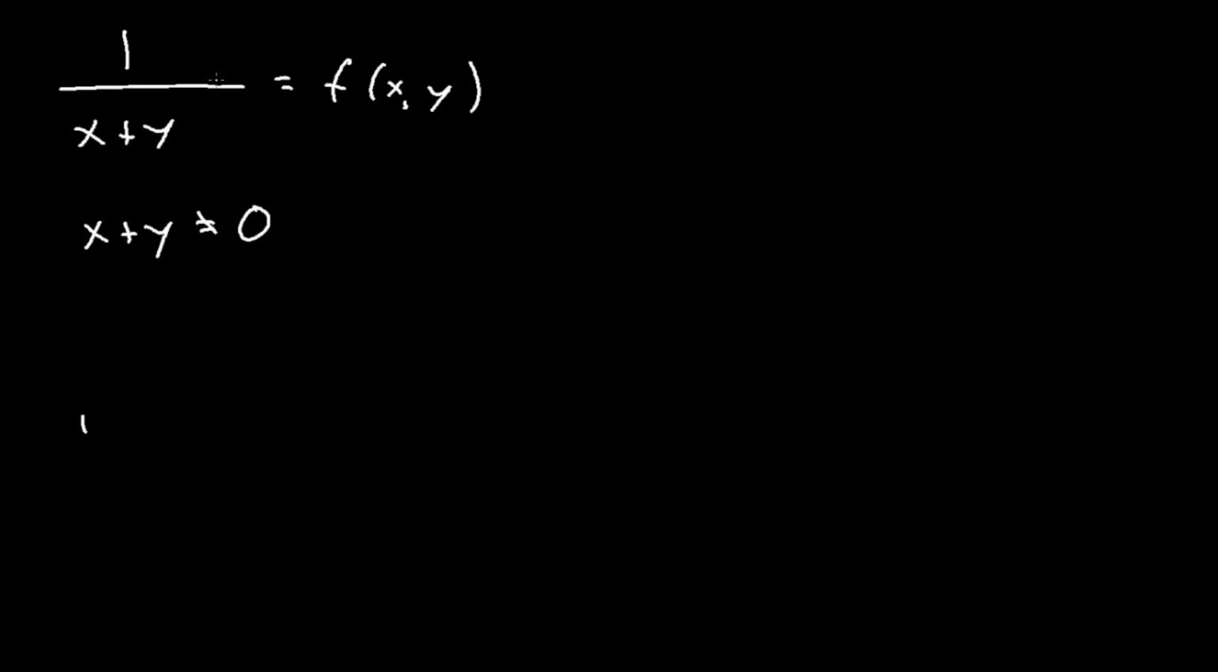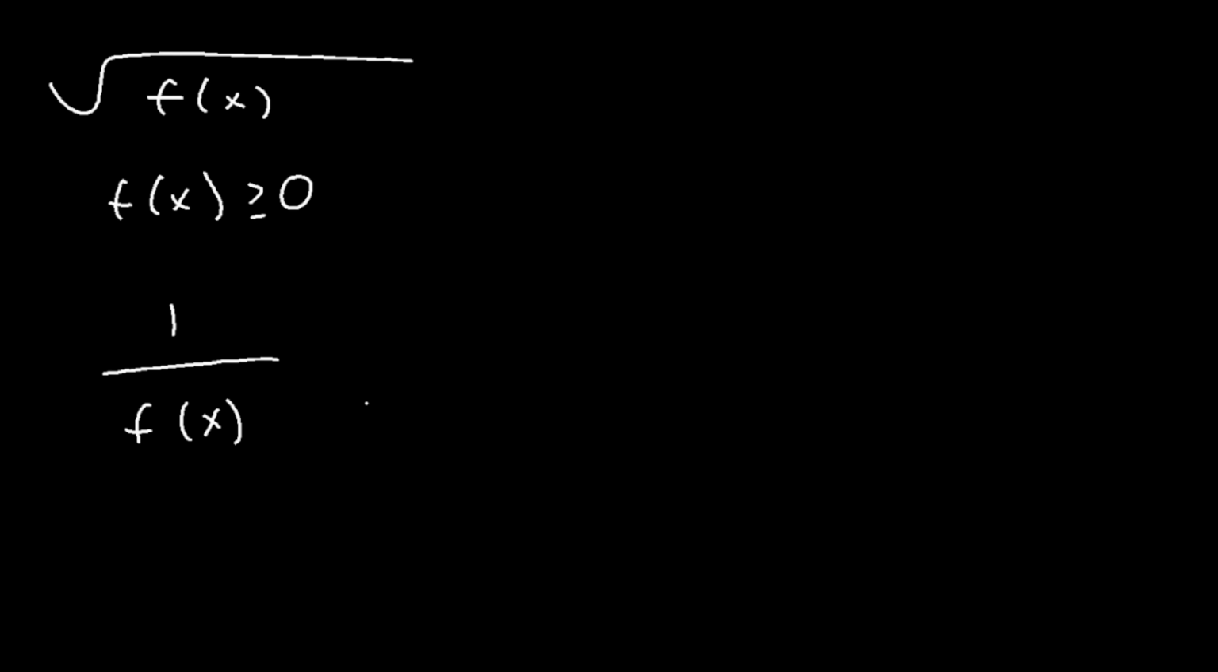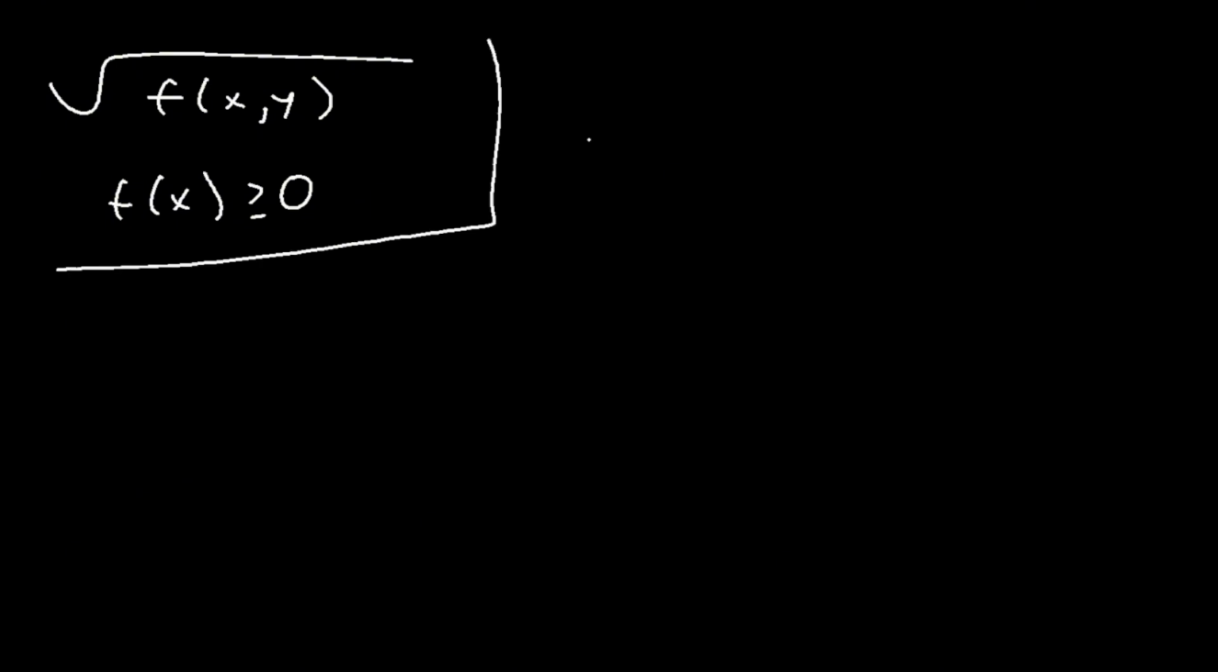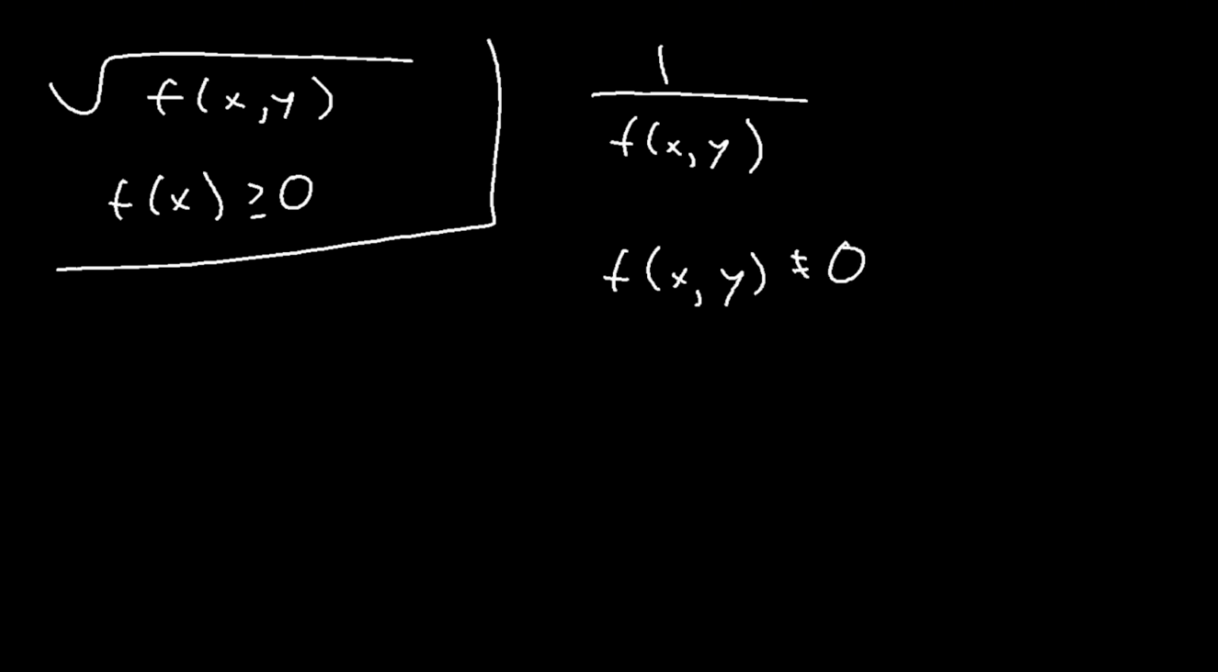So that's really all. If you have square roots, so if you have something like a square root of some function, all you have to do is say that function is greater than or equal to 0. Let's make this a little more precise here. F of x, y. Okay, this is for our square roots. And if you have 1 over f of x, y, all I have to do is say x plus y not equal to 0. That's it. That's just your domain.